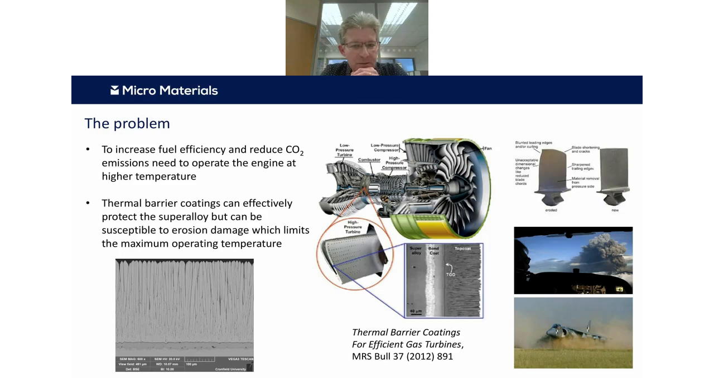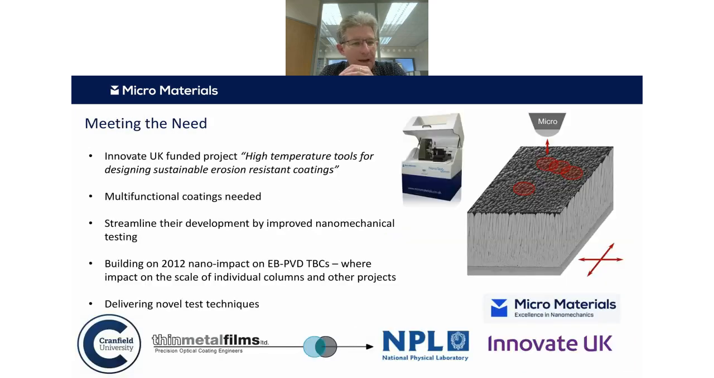The reason why we're interested in this is because we're trying to tackle problems in terms of efficiency in jet engines. To improve the efficiency of jet engines and reduce CO2 emissions, we need to be able to operate a jet engine at higher temperatures. But the problem is that these increasingly high temperatures are causing issues with the thermal barrier coatings that are on the components of the turbine blades in the hot gas stream, which protect the superalloy in the turbine blades, and they are susceptible to erosive damage, which increases at these higher temperatures. So the challenge is, can we design multifunctional coatings that can combine thermal barrier properties with also enhanced erosion resistance?